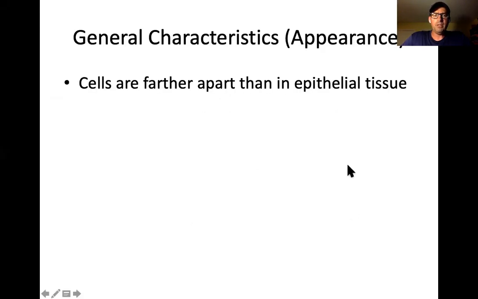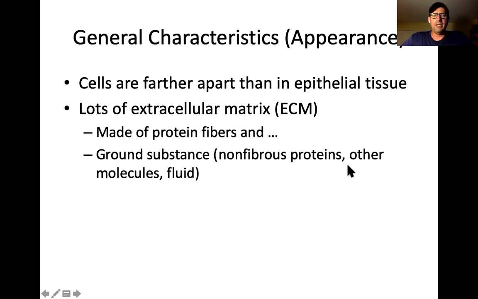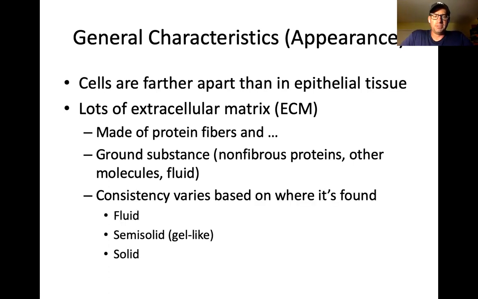So let me just pop this up here like this. Okay. So there's lots of what's called extracellular matrix. It's got all these protein fibers and then what's called a ground substance, which is proteins that aren't fibers, right? Like aren't rope-like proteins. They could be shaped like spheres, all kinds of other shapes, but they are not fibers of protein, not long rope-looking proteins. There's also going to be some other molecules and some fluid filling in that ground substance.